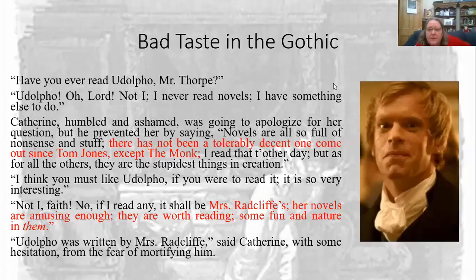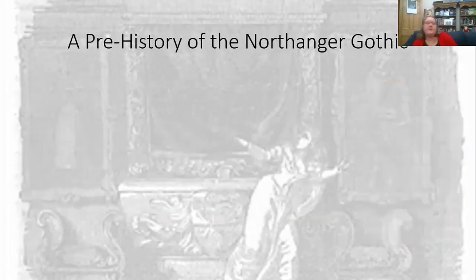There we go. So we've got this idea of the split between Terror and Horror Gothic, and John Thorpe's bad taste in the Gothic. So I've been mentioning the 1790s as the key period of the Gothic, which we find referenced in Northanger Abbey. And I'm going to get into the 1790s in a moment.